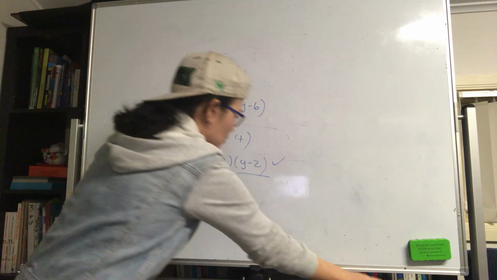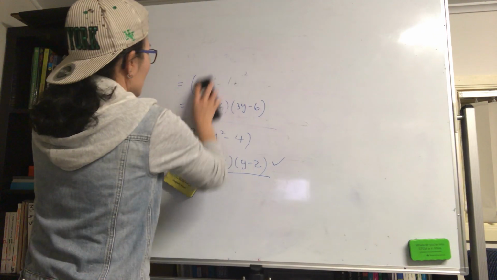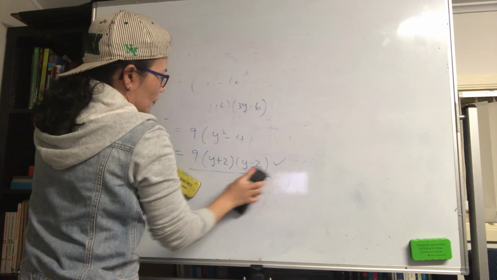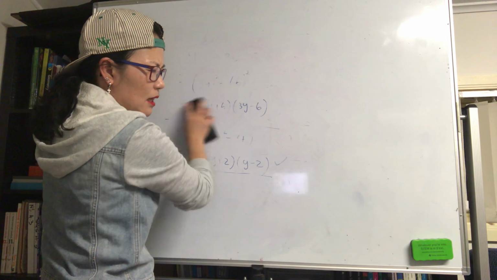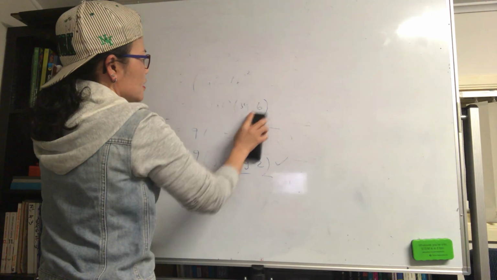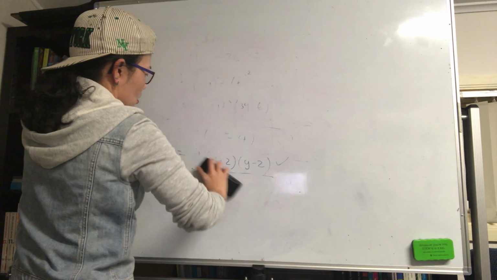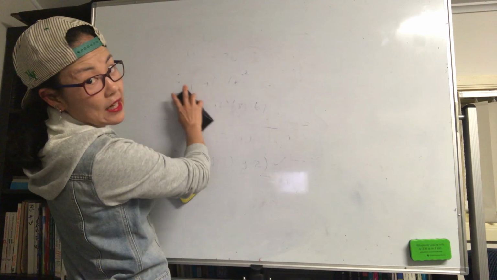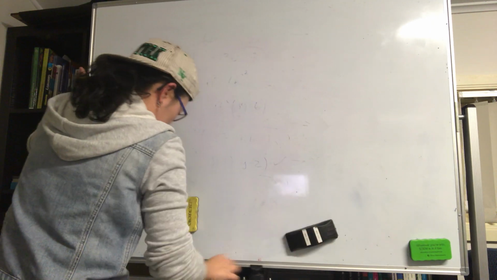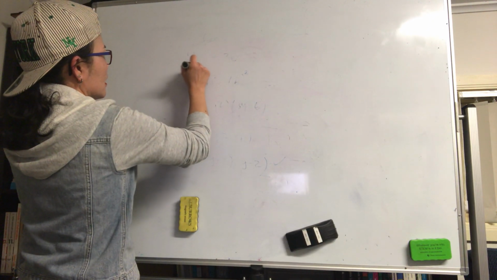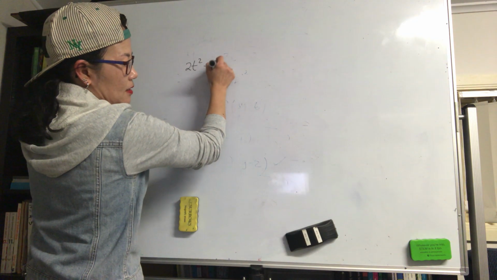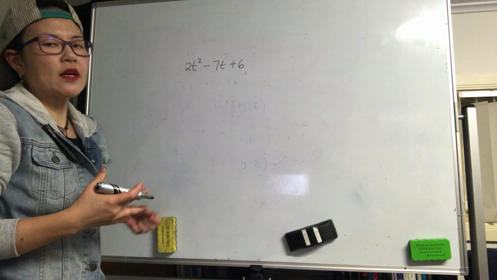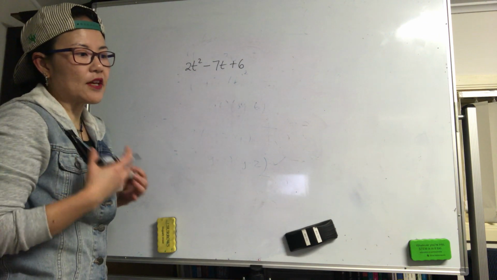I'm just going to use the other board. So next one is a trinomial, which is giving us 2t squared minus 7t plus 6. So let's have a look at this. Excellent. So 2t squared minus 7t plus 6. There are different ways of doing this. I'm going to use factorizing by grouping.